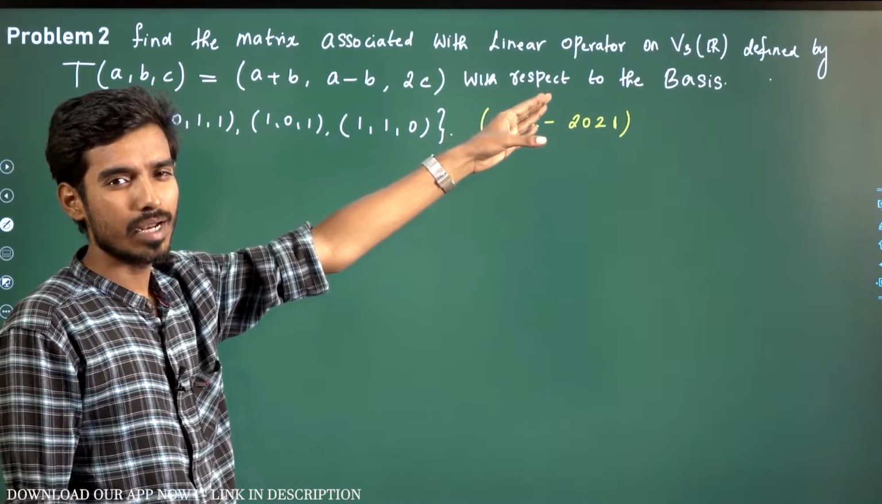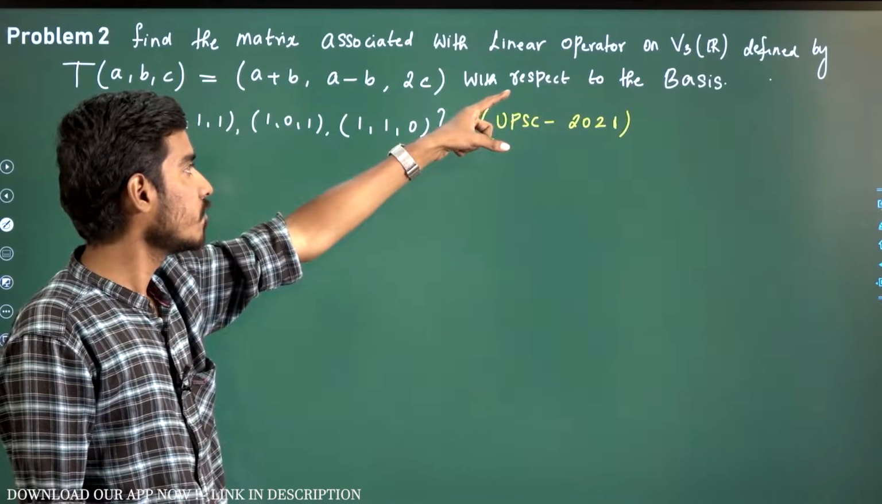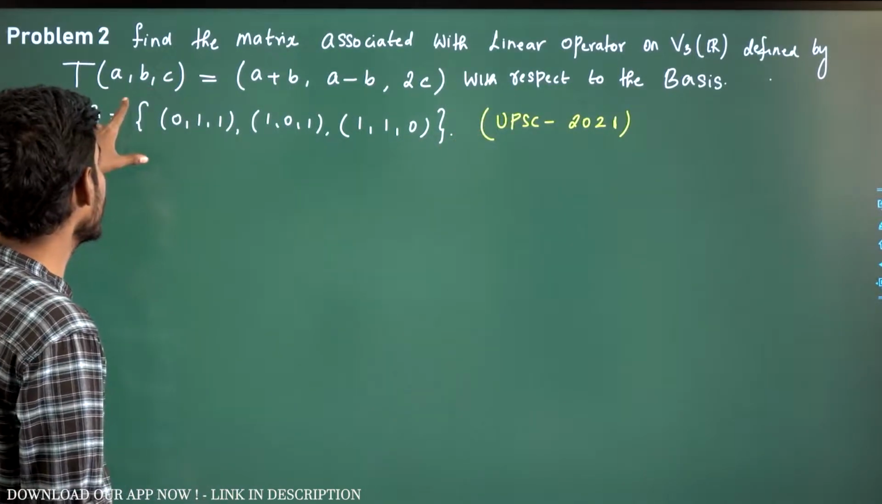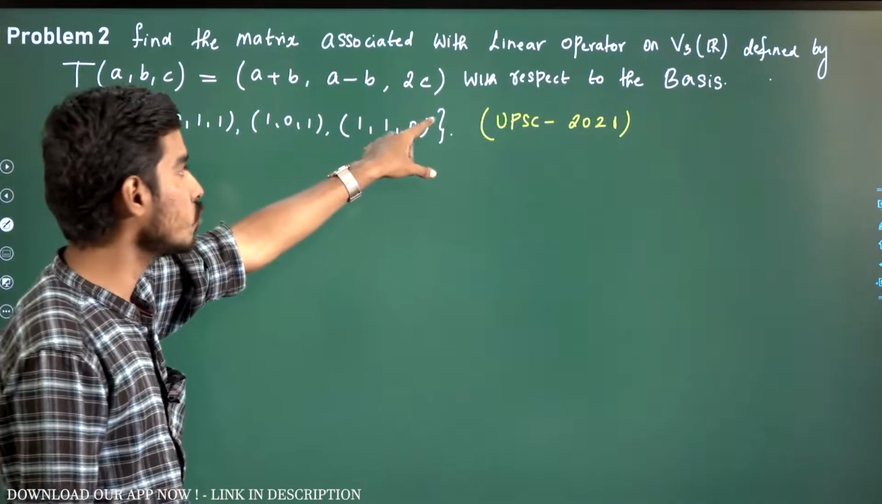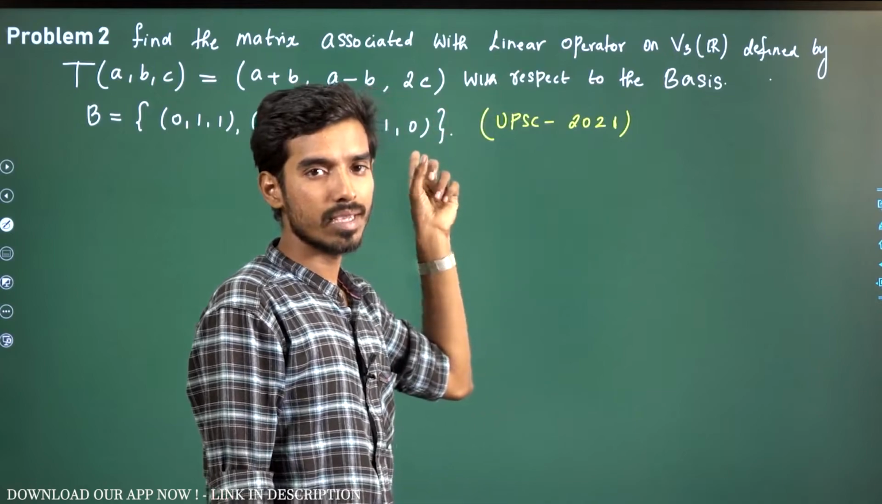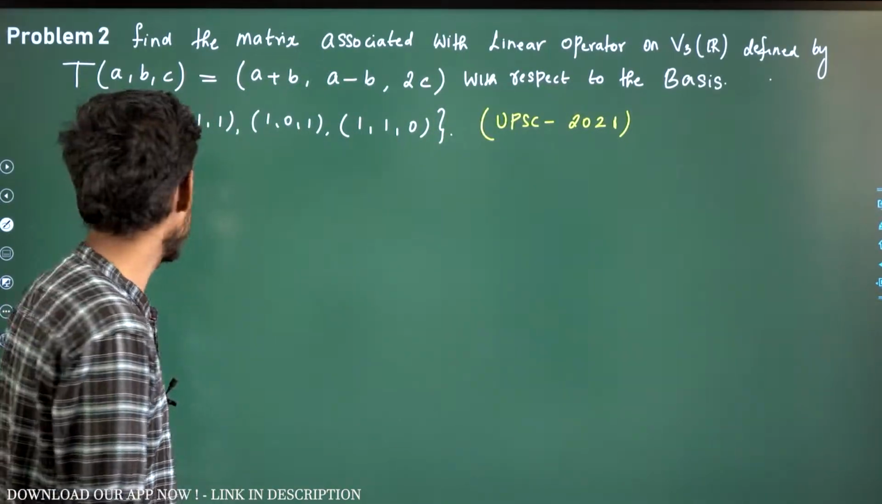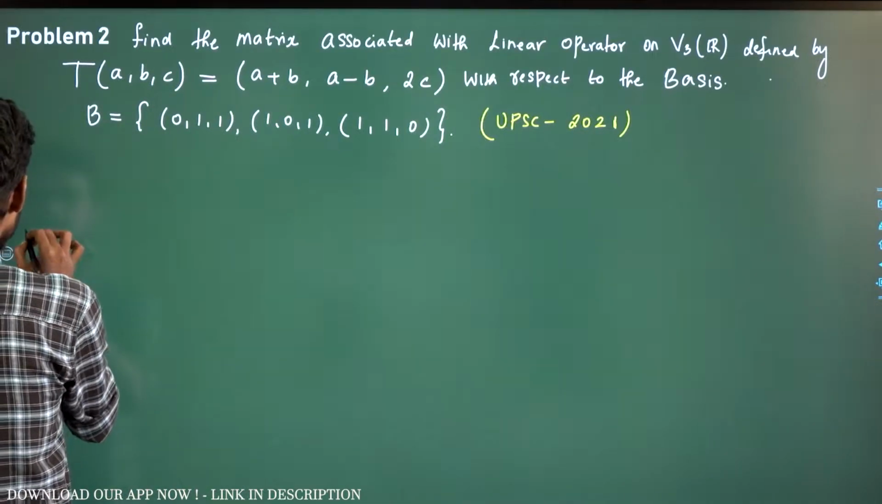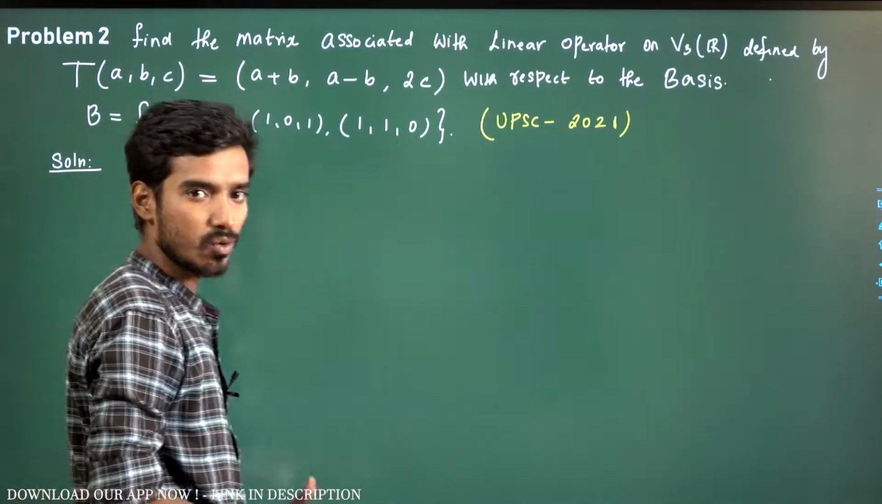They have given a linear operator, that is, V3 of R to itself, right? V3 of R defined by T of A, B, C is equal to A plus B, A minus B, 2C, with respect to the given basis, right? 0, 1, 1; 1, 0, 1; 1, 1, 0. Very, very simple problem. But it will take time, right? So you need practice to do this problem very quickly, right?